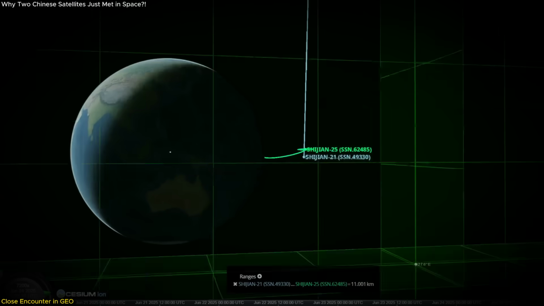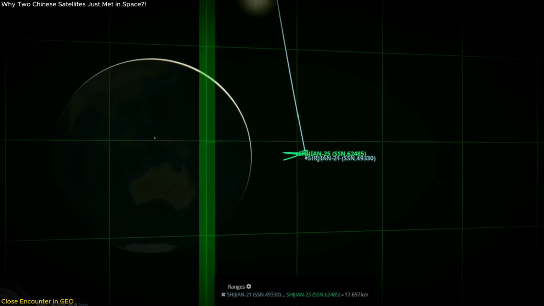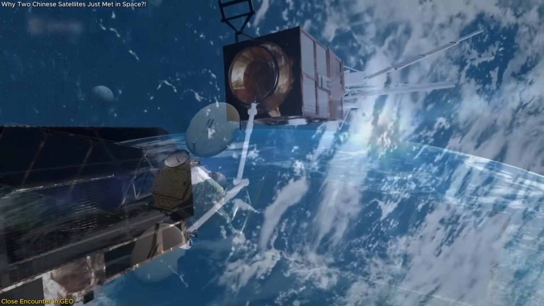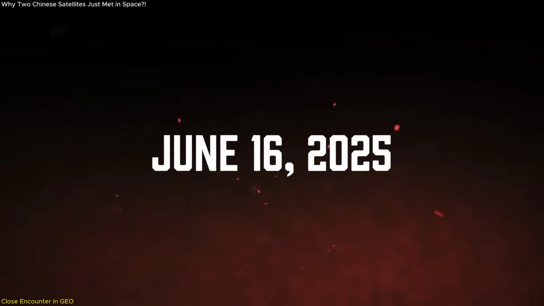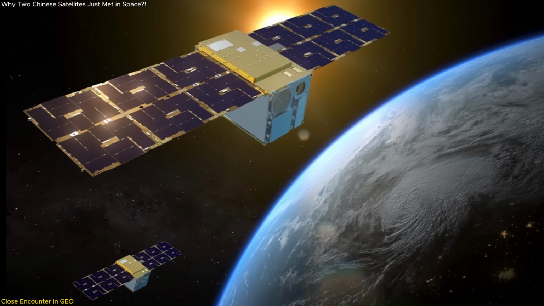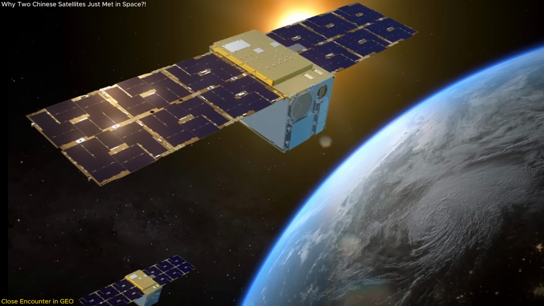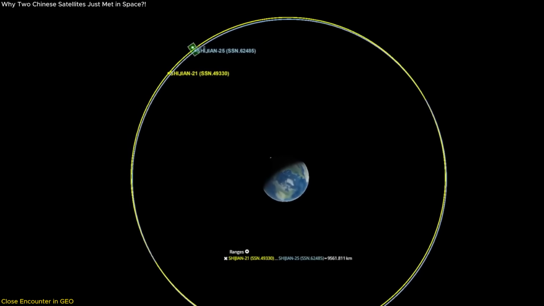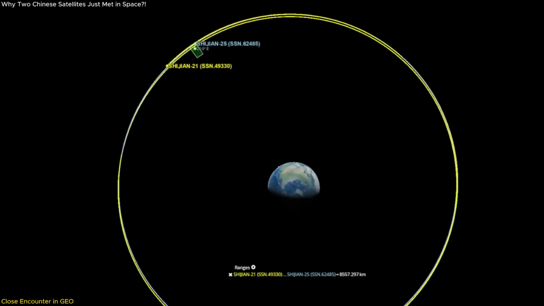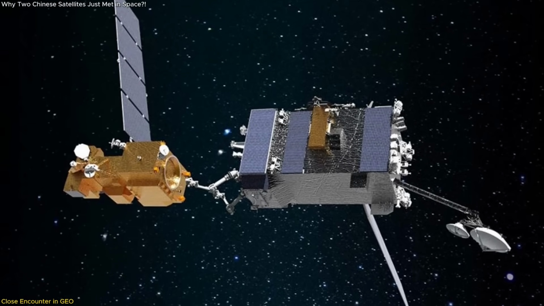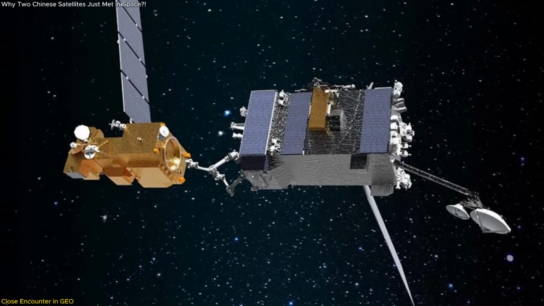According to Comsbach's analysis, there were three possibilities: a successful docking, a rehearsal of docking procedures, or an aborted attempt. By June 16, they were once again over 120 kilometers apart, indicating a separation phase following the encounter. This June 30 maneuver is the second time these two satellites have performed such close coordination in a matter of weeks. That alone signals intent and preparation. But it's not just about movement, it's about purpose.